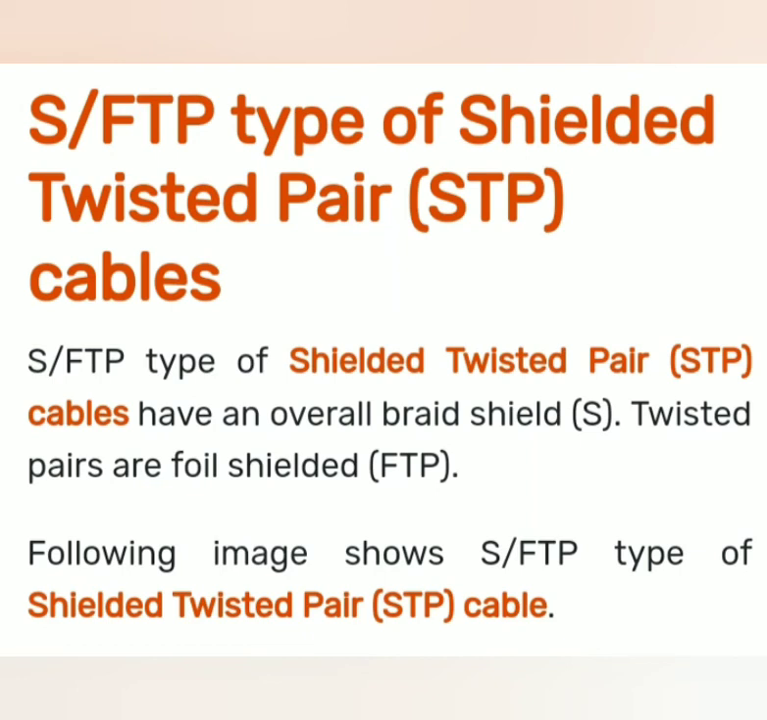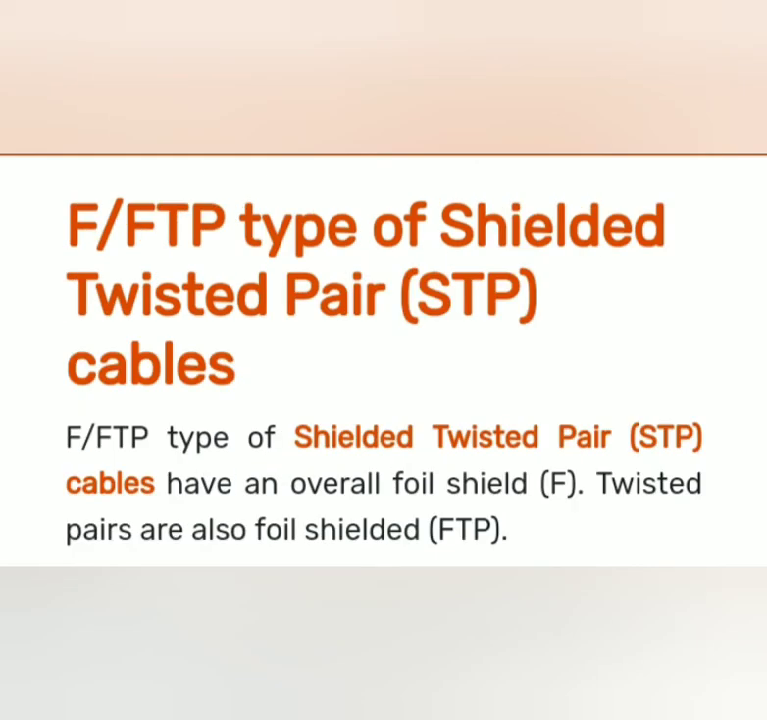So another is the F/FTP type of shielded twisted pair STP cables. F/FTP type of shielded twisted pair cables have an overall foil shield, that is F. Twisted pairs are also foil shielded, FTP. The following image shows the F/FTP type of shielded twisted pair STP cables.